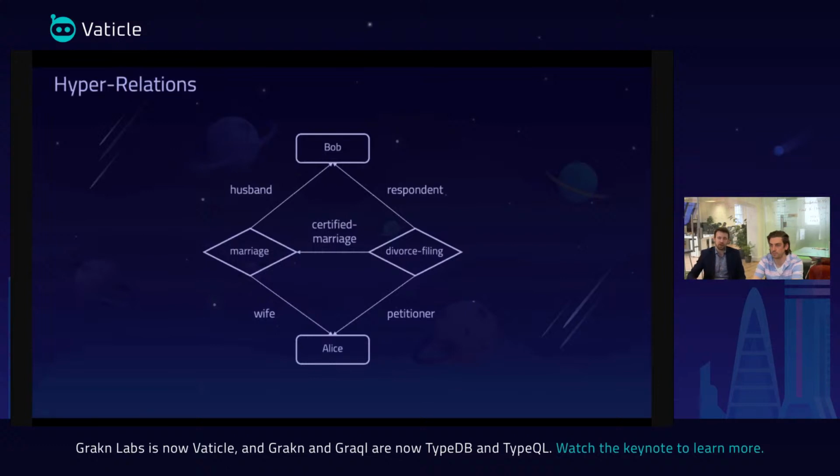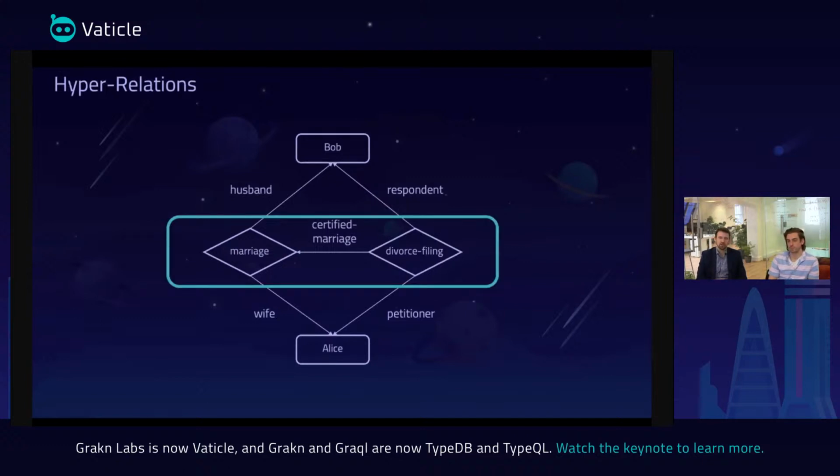And what we want to show here is, first, in terms of nomenclature, the diamond shapes denote relations, the squares denote the entities, and of course the arrows denote not the directionality of the relations, because there is no such thing as directionality, but the roles that are played by whatever is in a relation. So here we've got effectively a divorce filing relation. That's a three-way relation between Bob and Alice, where the marriage, which is the relation, plays the role of certified marriage in that divorce filing. So it's a very interesting way of modeling this.